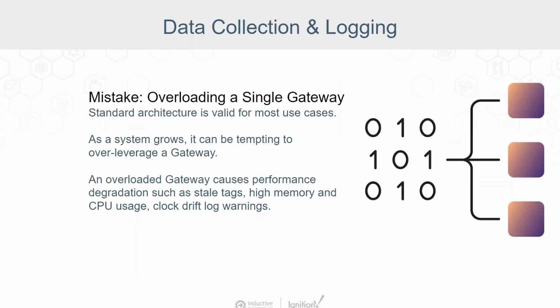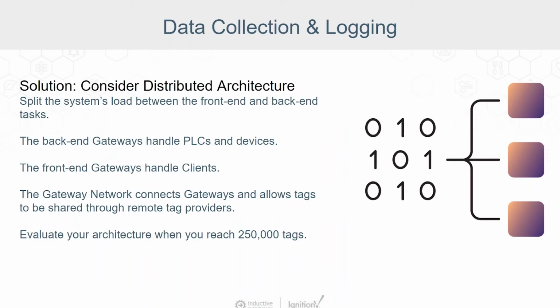Standard architecture is valid for the majority of use cases, but the most common architecture mistake is overloading a single gateway. As your system grows, it can be tempting to try to over-leverage a gateway by adding more and more devices and tags. At a certain point, you'll see performance degradation on the gateway, such as stale tags, high memory and CPU usage, or clock drift log warnings. The solution: consider distributed architecture. Consider this before a system gets too big.